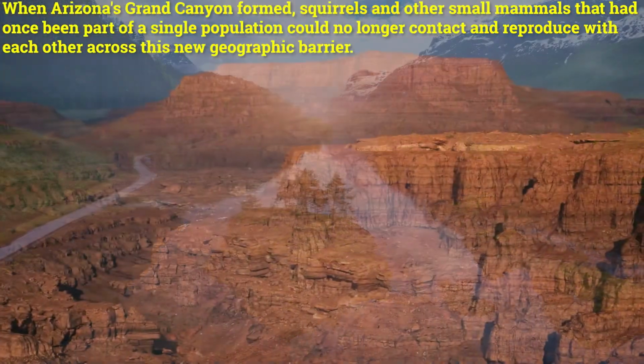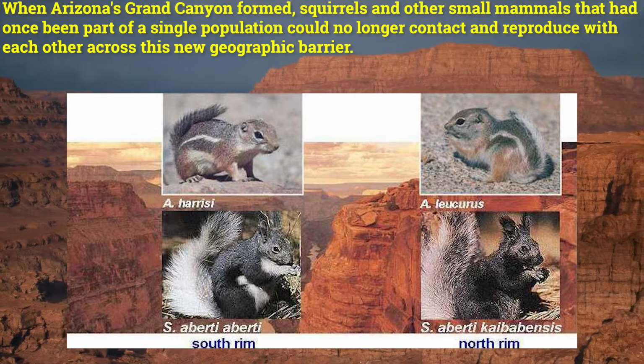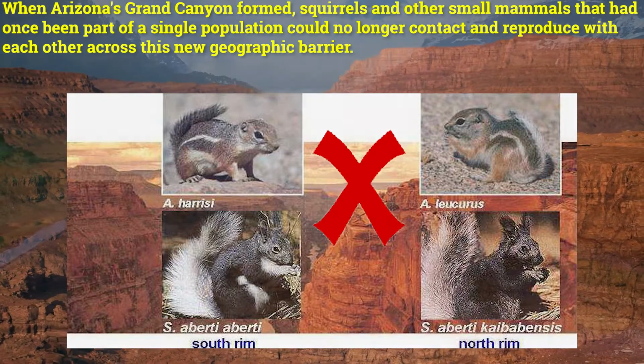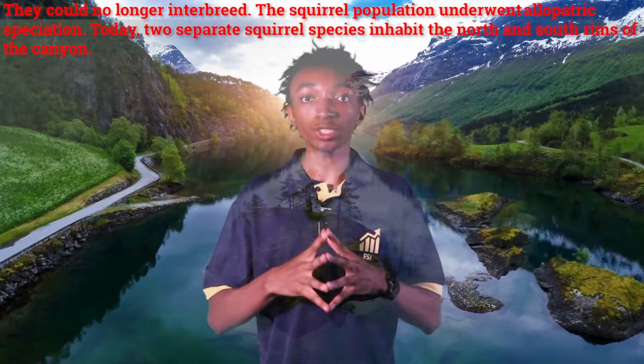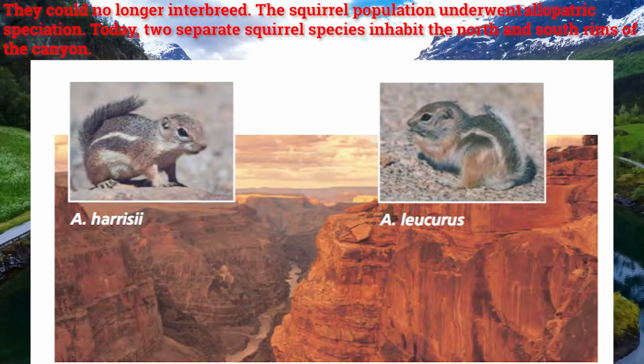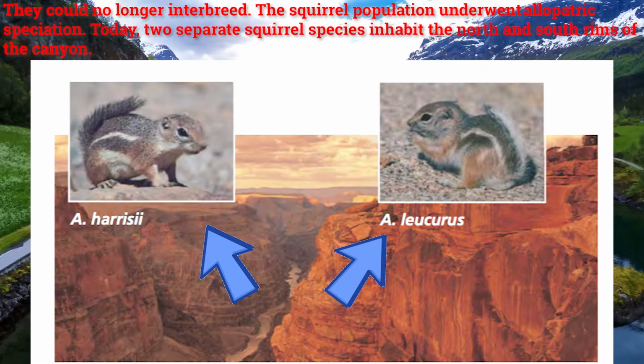When Arizona's Grand Canyon formed, squirrels and other small mammals that had once been part of a single population could no longer contact and reproduce with each other across this new geographic barrier. They could no longer interbreed. The squirrel population underwent allopatric speciation. Today, 2 separate squirrel species inhabit the north and south rims of the canyon.